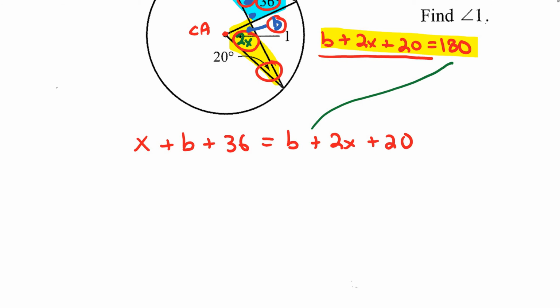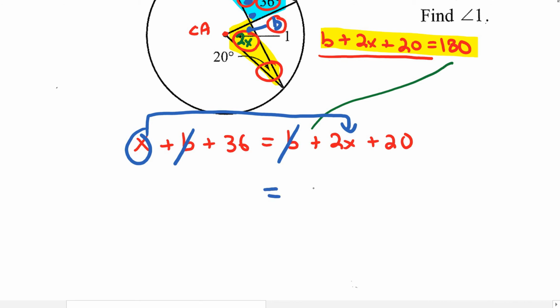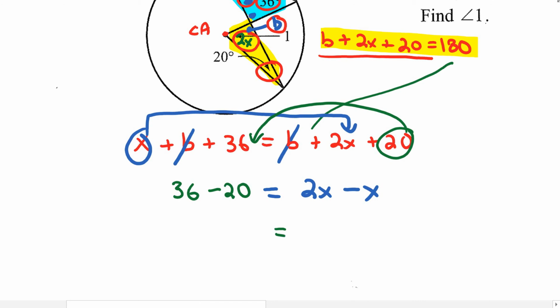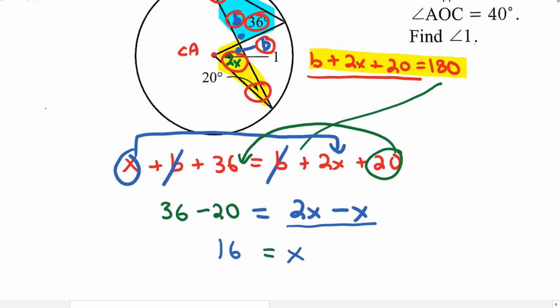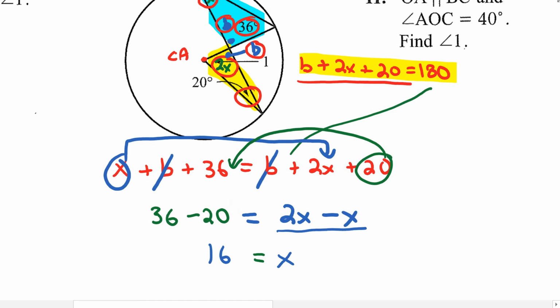Now we have an equations problem here, so the B's can cancel off. I can take this x and move it to the other side and combine that with the 2x there. So this is going to be 2x minus x. And then I can also take this 20 and move that over here and combine that with the 36. So that'll be 36 minus 20. All right, so 36 minus 20 is going to be 16. And 2x minus x is going to be a single x. So the value of x is going to be 16 degrees.